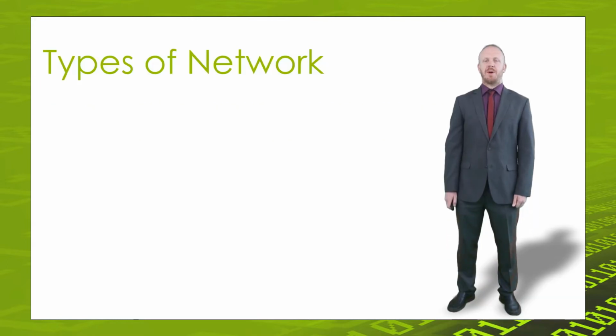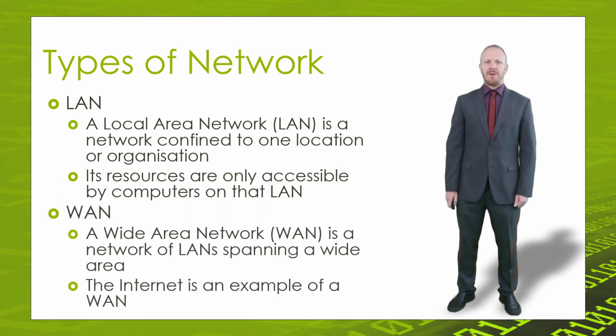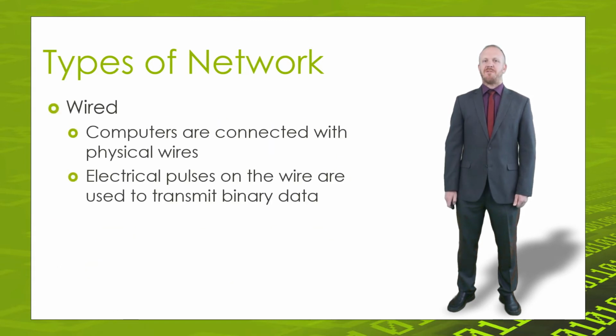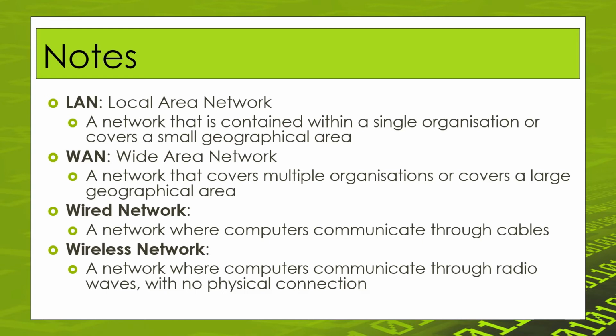So what types of network are there? Well, there's a LAN. A LAN is a local area network. This is a network confined to one location or organisation. And there's a WAN, a wide area network, which is a network spanning a much wider area. There are wired networks. These are networks where physical wires connect the computers together, and there are wireless networks. These are networks that use radio waves to transmit, and no physical connection is needed between the computers. So can we add to your notes the definition of LAN, WAN, wired network and wireless network?